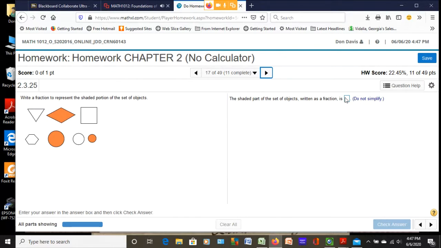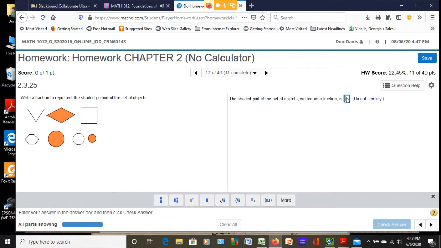All right, you ready? Let's just do this problem together. I don't think we need it on the pad, do we? You tell me. How many objects are there all together? 1, 2, 3, 4, 5, 6, 7. How many are shaded? 3. All right, so that's easy, isn't it? 3 objects out of 7.